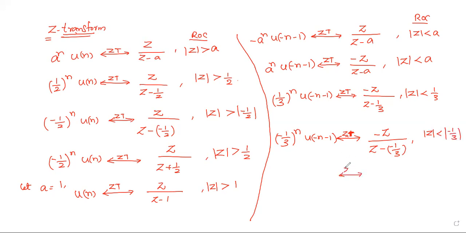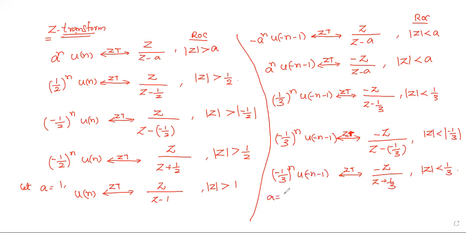Now I will write once again here. Z transform will be minus Z by Z plus 1 by 3. What will the ROC be? Mod Z is less than 1 by 3. This is the Z transform for minus 1 by 3 whole power n u of minus n minus 1.